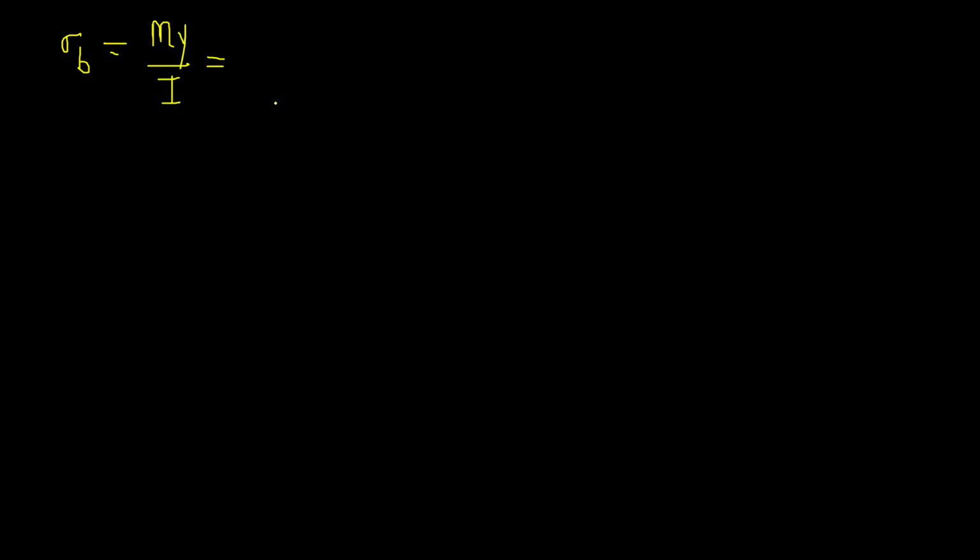My by I. Now m is P into e. Y is capital D divided by 2 divided by I. सर्क्युलर सेक्शन आहे, IXX IYY दोन्ही काय आहे? सेम आहे, पण हॉलो सर्क्युलर सेक्शन असल्यामुळे outer moment of inertia minus inner moment of inertia. So pi by 64 outer circle चा moment of inertia is capital D to the power 4 minus small d to the power 4.